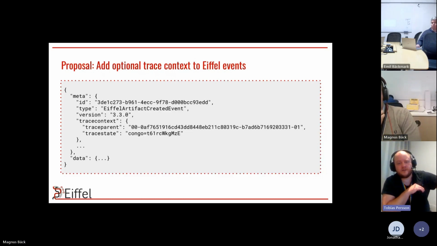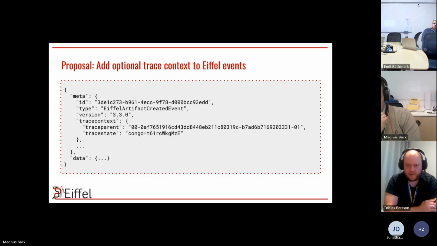Another one there, the trace parent, it has the ID of the trace and the span that is directly the parent of. Is that true? That sounds correct, yes. So in the case of these Eiffel events, the trace parent would be different for each event because it would be a different span that is the parent.